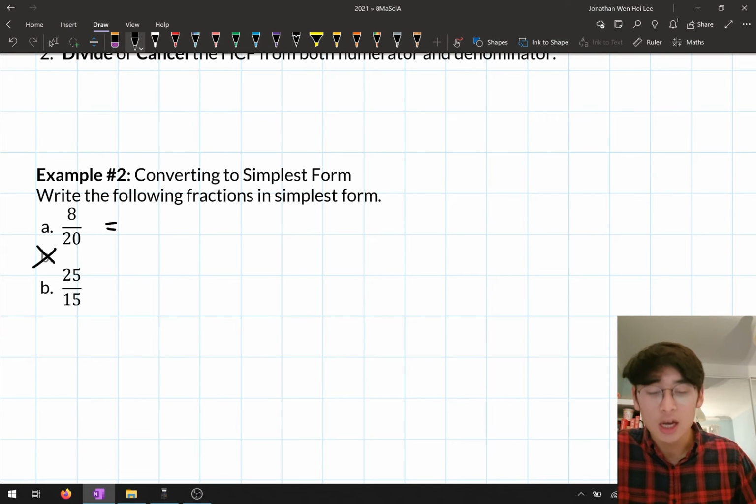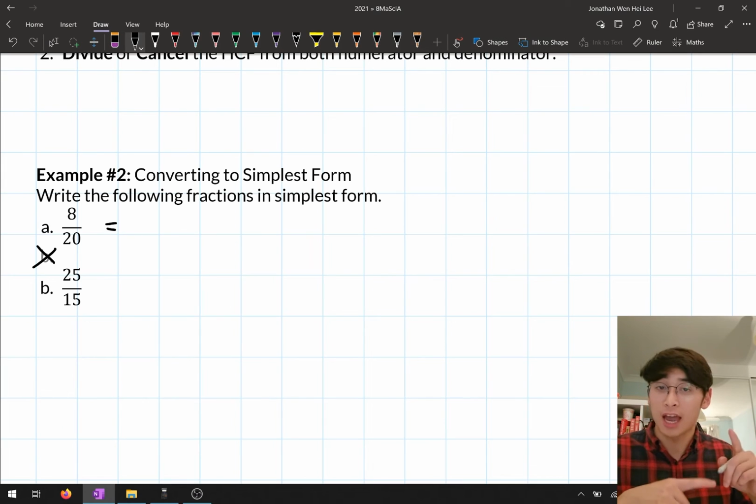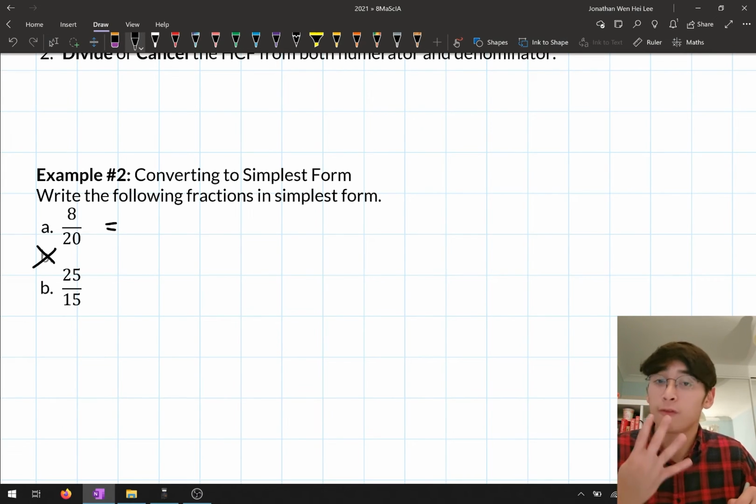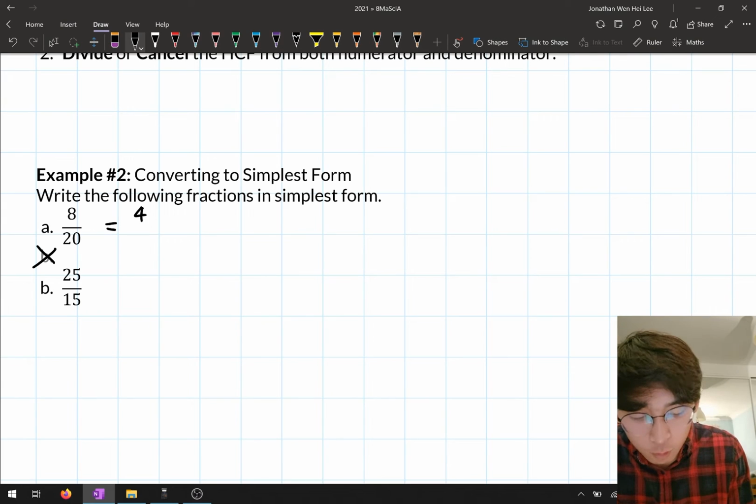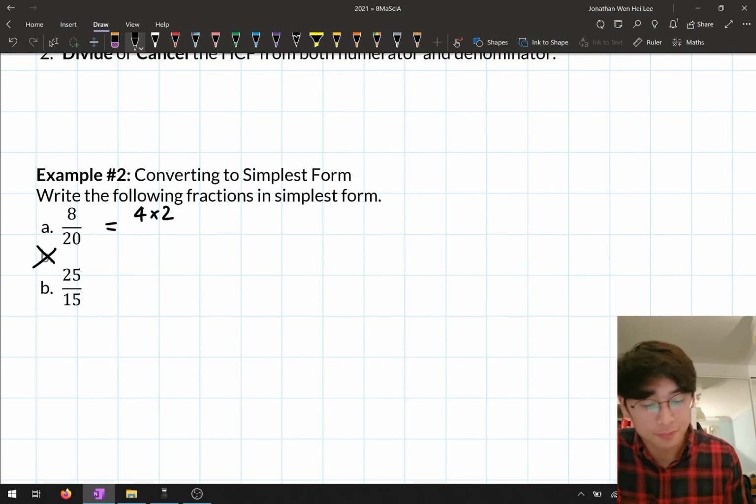Now 8 and 20, I know in my head that when I think of my times tables, both of them have a common factor of 4. And 4 just happens to be the highest common factor of both of them. So what I can do is write 8. 8 is just the same as 4 times 2. And the bottom, this is just the same as 4 times 5.